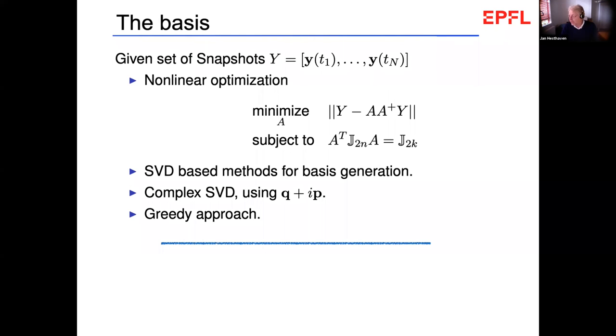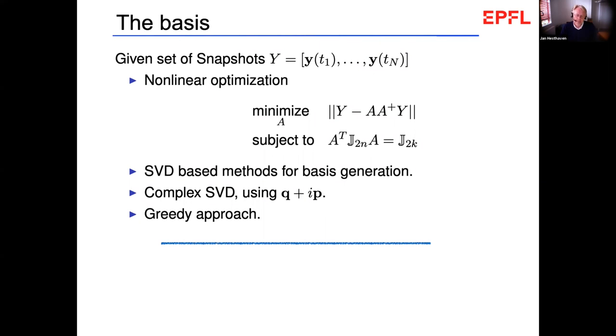Okay, so then we are back to the key question: how do I find this basis? Again, the tool that we have is that I'm going to solve the full problem for a number of times, snapshots, and then I'm going to look for the A that minimizes the error subject to the constraint that A is symplectic. If it's not symplectic, then the J's would be I's, A should be orthogonal, and you would be back to the SVD. But here it's a more complicated, nonlinear optimization problem. So this is one way of solving it.